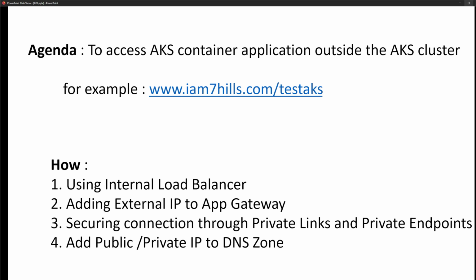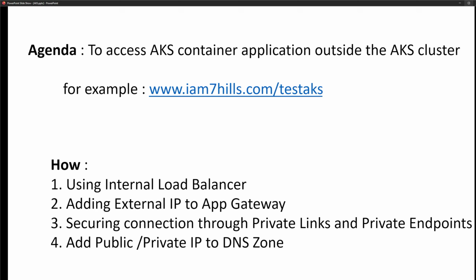This internal load balancer will get created when you deploy your application through services by simply adding the annotation internal. When you do that, your internal load balancer will get created. That internal load balancer creates the external IP. That external IP will be used as the backend pool IP in the app gateway. That is how your app gateway and your AKS cluster will interact.